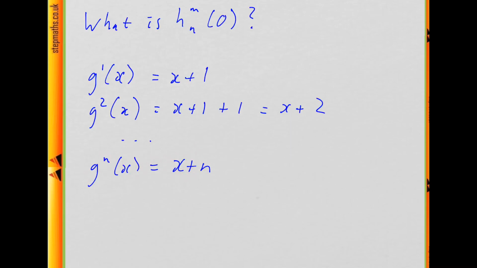Bear in mind, this question isn't asking for a proof, so this would be a very easy proof by induction, but you're not asked to do that, so it's enough just to see what the answer is and write it down. And since hn of something was defined as g to the n, that means if we apply hn once, we just get x+n. That's what it means to apply hn.